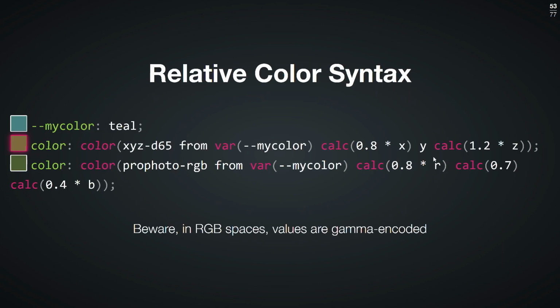There's a couple more examples. One in XYZ and one in, I'm saying XYZ because I'm British and I don't say Z, and you'll just have to get over it. And one in ProPhoto. So if you're mixing in an RGB space, firstly, what are you thinking? And secondly, think about it some more, because this is gamma encoded values and you're not going to get the results you expect, and there's probably a better color space you should be using.